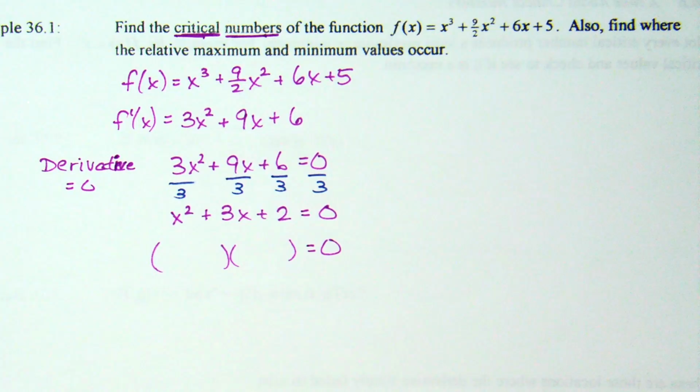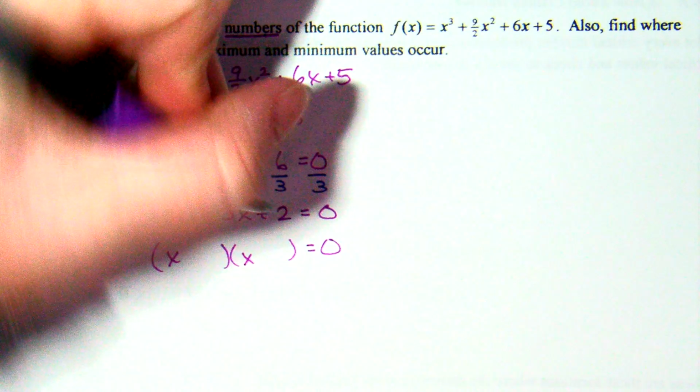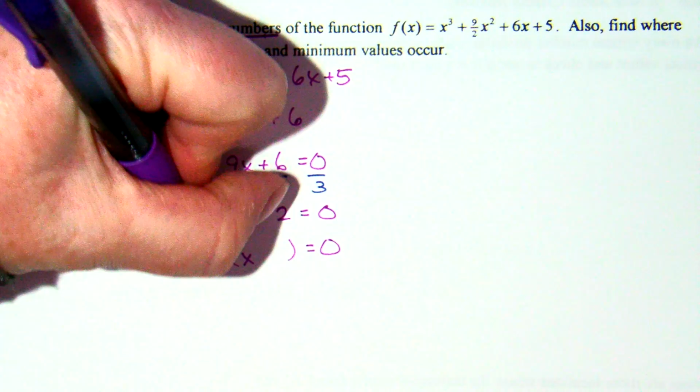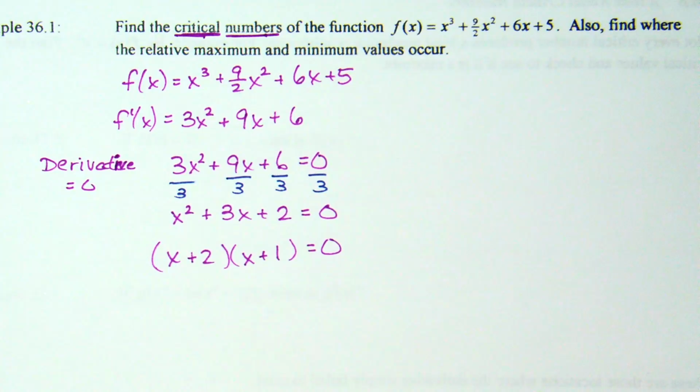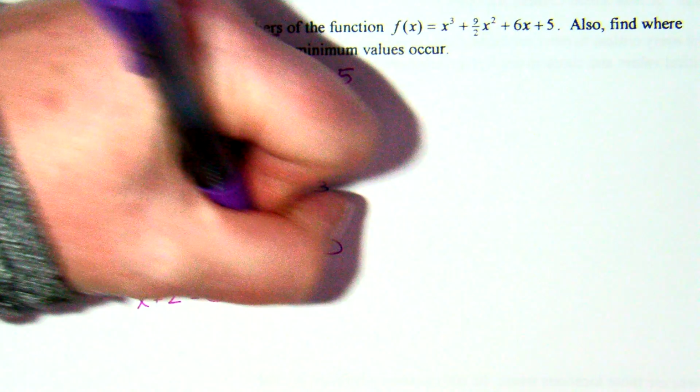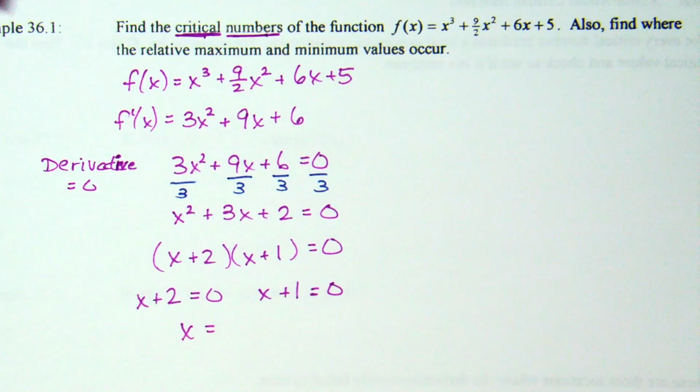As I said, it's all algebra at this point. X squared breaks into x and x. What numbers? Plus 2 and plus 1 because we need them to multiply to be 2 and add to be 3. What do we do to actually solve this? Officially, it's set each part equal to 0. X plus 2 equals 0, or x plus 1 equals 0. What does x work out to be? Negative 2 and negative 1.